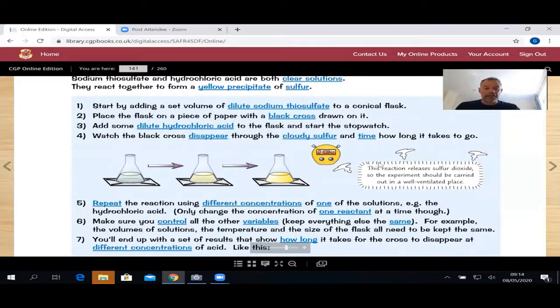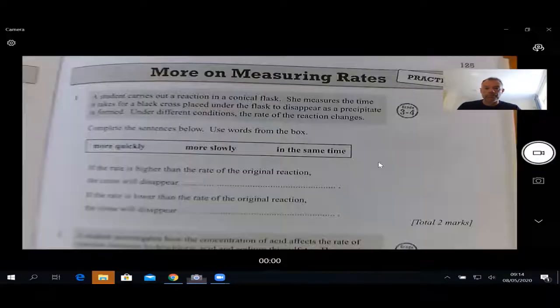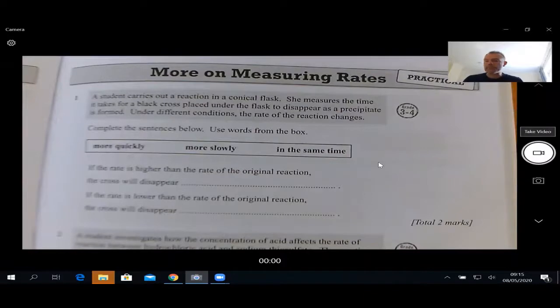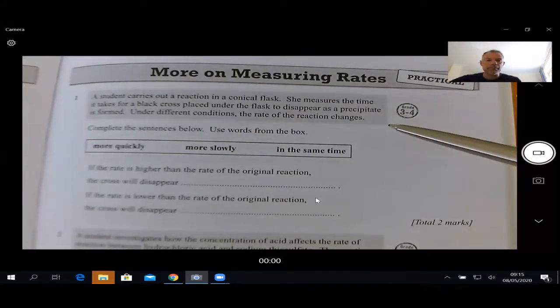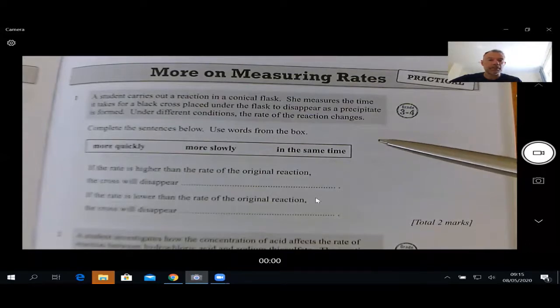Now let's have a little look at the sorts of questions you might get asked, just to check your understanding. So let's take a little look in the book. We've got this: a student carries out a reaction in a conical flask. She measures the time it takes for a black cross placed on the flask to disappear as a precipitate is formed under different conditions. The rate of reaction changes. Right, complete the sentences below.